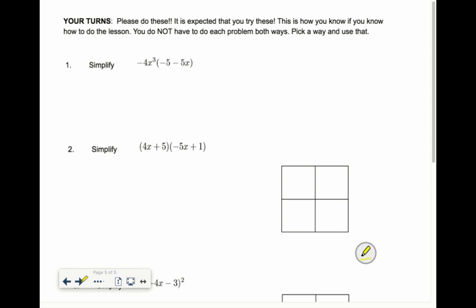You have been given 4 your turns, so please again do these. We expect you to do this, right? You do not have to do them both ways. Pick a way and use it. I have provided you with a box if you want to use the box method. If you choose to do the double distributive method, you don't need to use the box. Just ignore the box. Have a good evening.